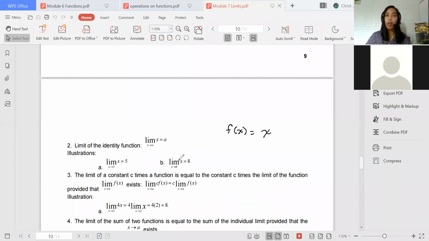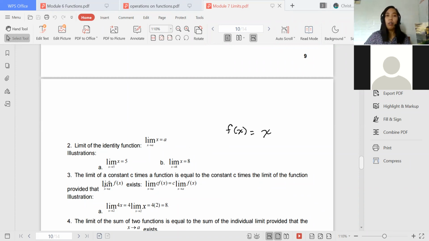Okay, the limit of x as x approaches 8 is 8 because this is an identity function. Okay, diba? Identity function, sarili, parang reflection yun eh. Kung ano yung value ni x, yun din ang value ni y.